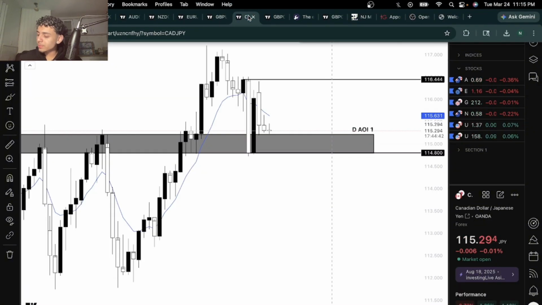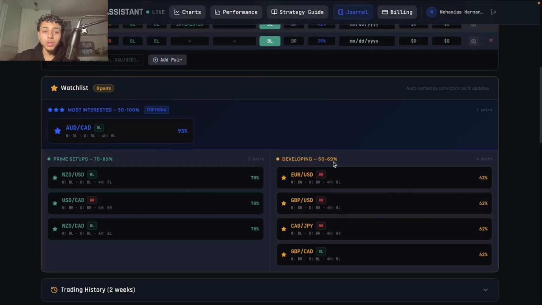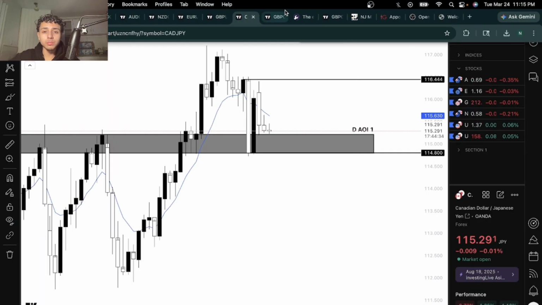So the next one is CAD-JPY. For CAD-JPY, we said it was bearish, right? Let's go check. CAD-JPY is bearish. Okay, so let's come to CAD-JPY. We don't need to see all of this over here. Okay, good.